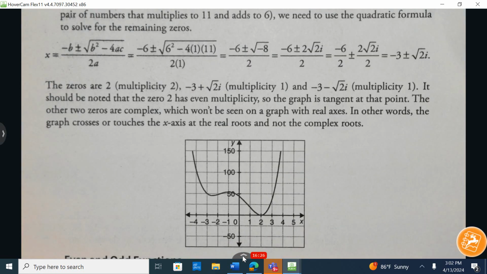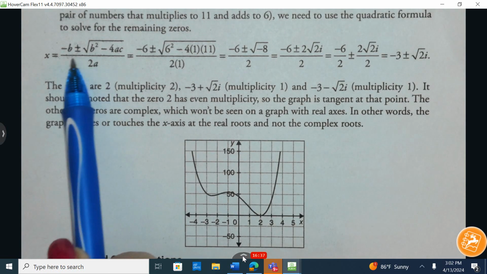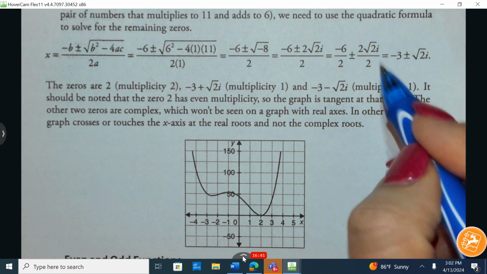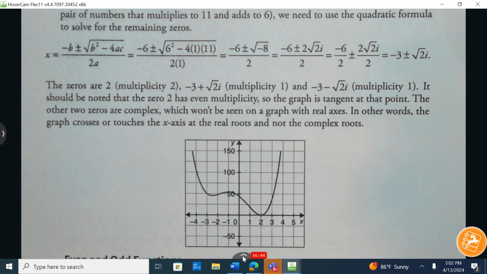Must know: when you can't factor something, it doesn't mean you can't solve it. And it also doesn't mean that just because you use the quadratic formula, you're going to end up with a complex solution or a solution that has an imaginary answer. So I plug in the appropriate numbers for the A, B, and C. And this is what I end up with. After I simplify, this is what I end up with. So here are my answers.